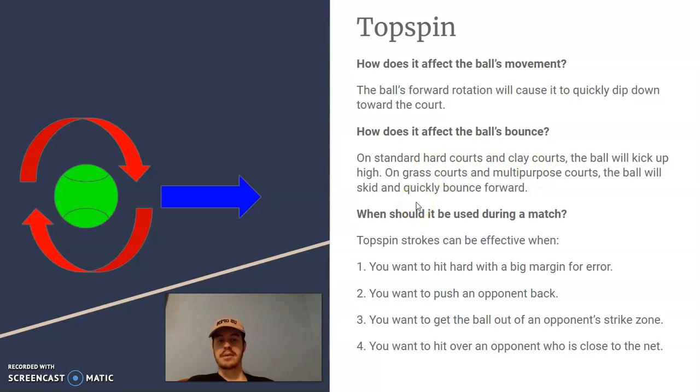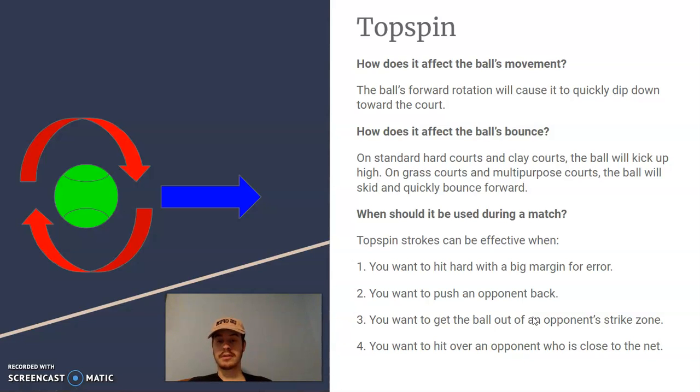So when should topspin be used during a match? Topspin strokes work really well when you want to hit hard with a big margin for error, because that ball is going to dip down. It can work well when you want to push an opponent back, because the ball can kick up or out. It can make it hard for an opponent to move closer. It works well when you want to get the ball out of an opponent's strike zone.